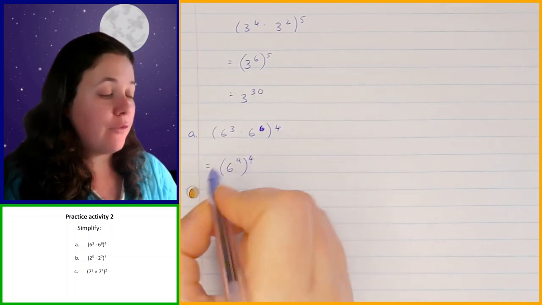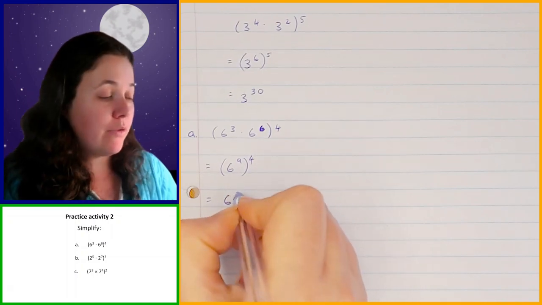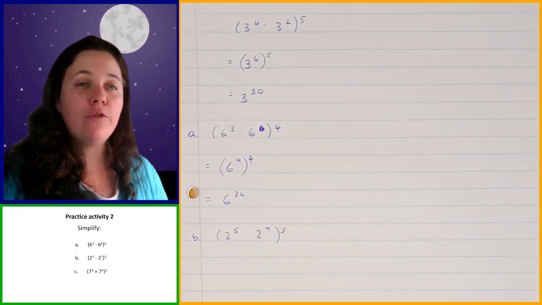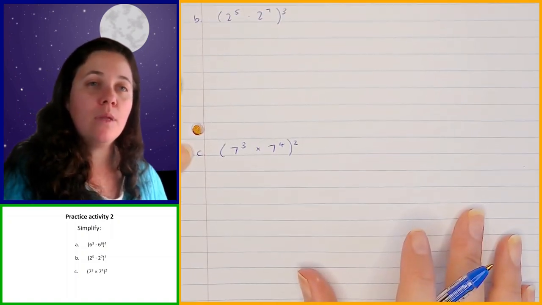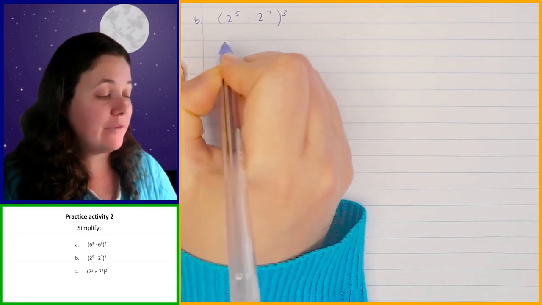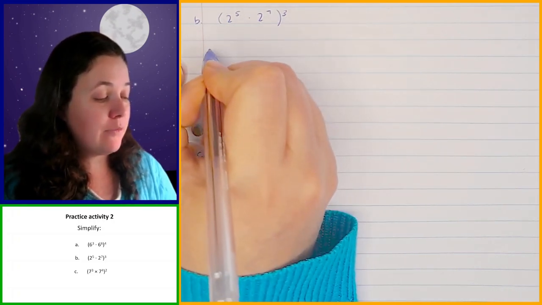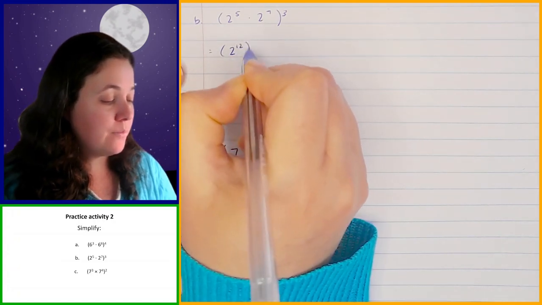And when we raise it to the power of 4, the base stays the same and we multiply the exponents, giving us to the power of 36. Okay, so that's what we should have got for question A. Then question B, we have 2 to the power of 5 times 2 to the power of 7 inside the brackets, which I'm going to simplify first. And that gives me 2 to the power of 12 inside the brackets.